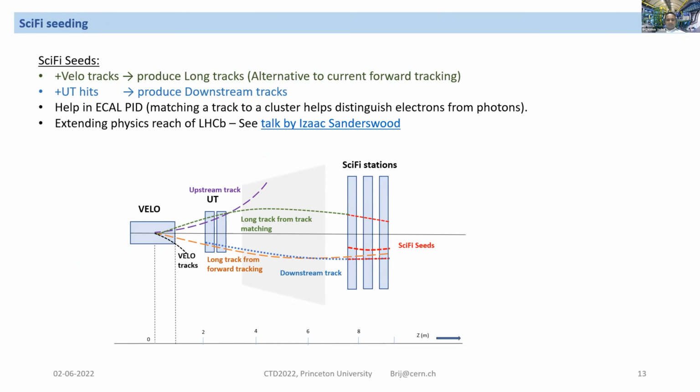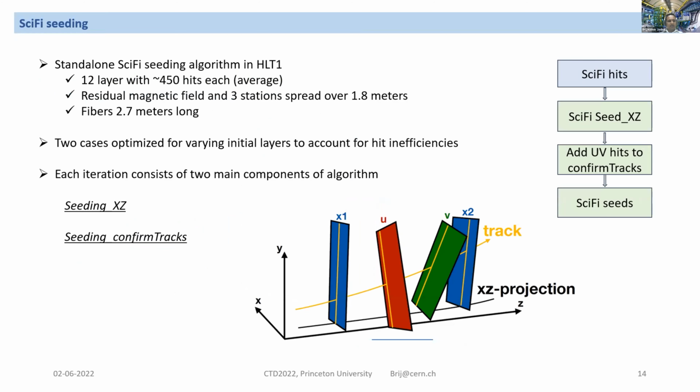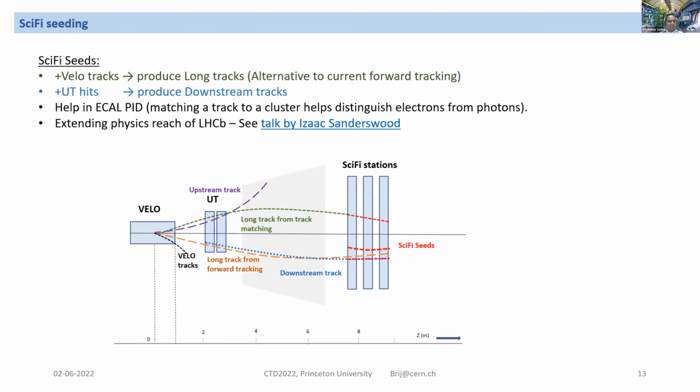In addition, as is done at the HLT2 level, now we can match these SciFi seeds with the UT hits to produce downstream tracks. Also, this can be useful for the PID, plus, as discussed by Isaac in his talk yesterday, the SciFi tracks are also very useful for many different physics use cases and studies, which are now available at the HLT1 level.